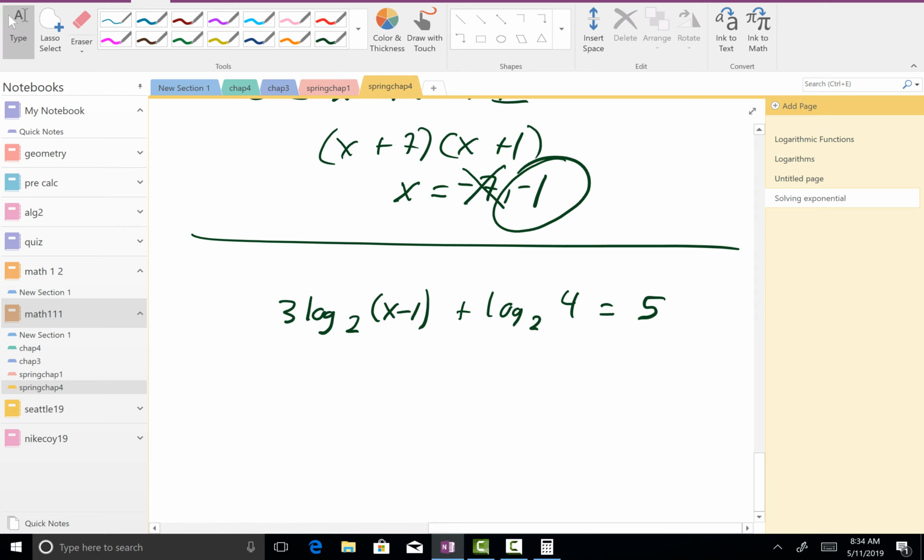Okay, so we try another one like that. Again, we have an addition. We have this thing out in front. Okay, so we've got to think about, we want to try to simplify this into one log. So I know I'm going to have the log base 2. All right. So what's going to happen with this 3? Where's it going to go?